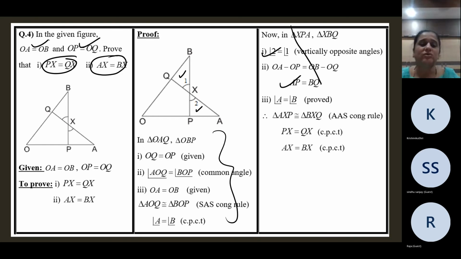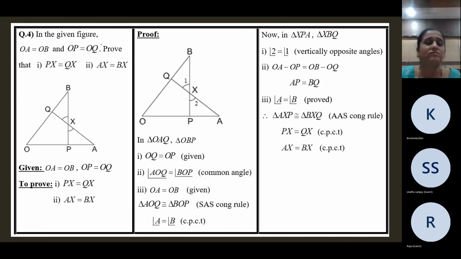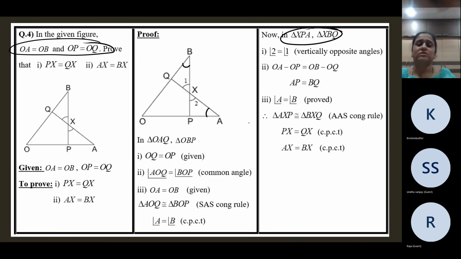So you'll take up two triangles wherein you can use all the information given. You'll show that they are congruent, and from their congruency, you will get an equality which can be used to prove these two triangles are congruent. So that is angle A is equal to angle B. Use it here and complete the proof. And the result follows. These two results follow by CPCT.